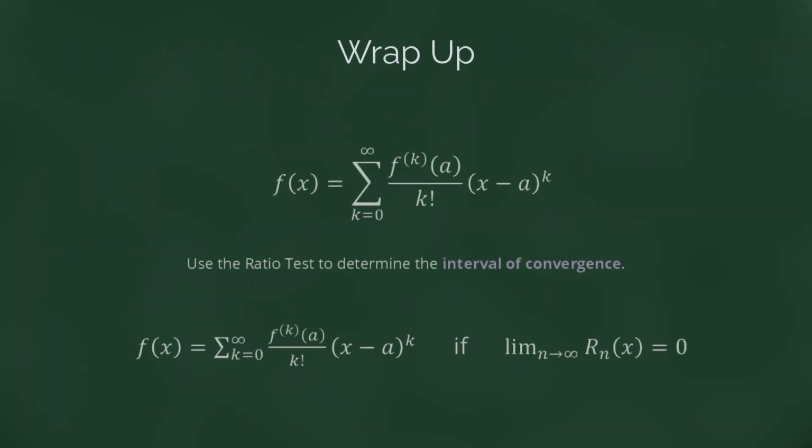Okay, so what we know is that if we define the Taylor series as the sum from k equals 0 to infinity of the kth derivative of a function f at a divided by k factorial times x minus a to the k, where a is what we call the center of that series, and we use the ratio test to determine the interval of convergence, then the function is going to be equal to that series for every value in the interval where the limit of the remainders is equal to 0.